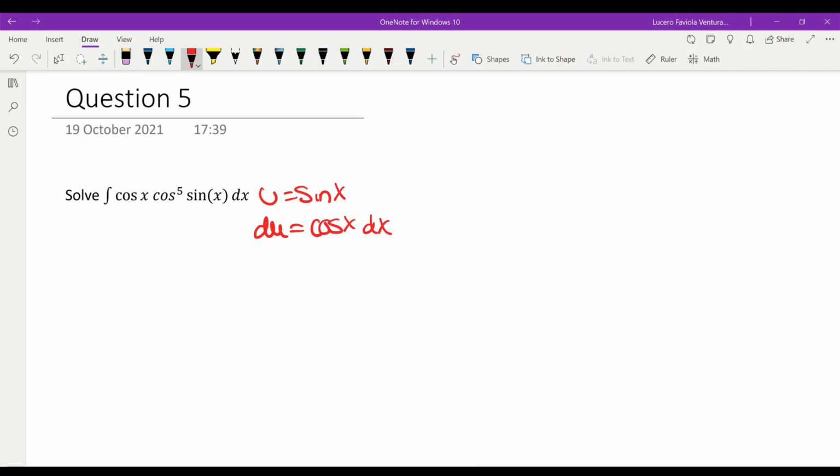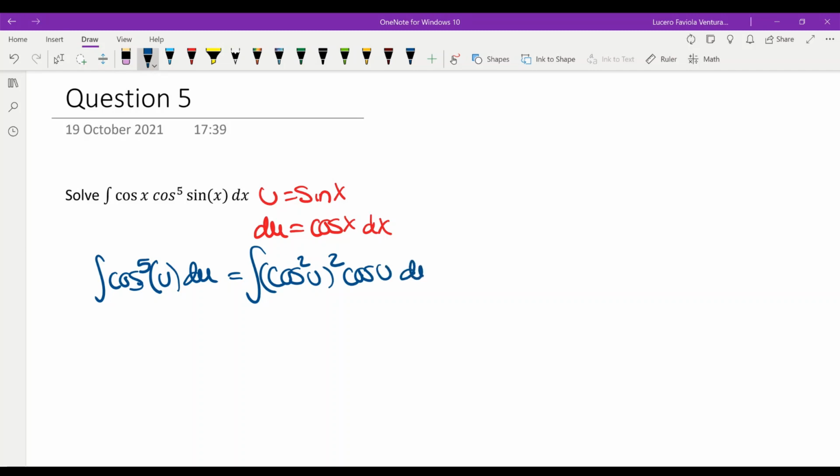Now we'll rewrite our function using the u substitutions. We'll write the integral of cosine to the 5th power of u, and the du helps us get rid of this extra cosine x that we started off with. So times du. And then we'll rewrite this as an integral of cosine u squared, and then squared again, times cosine u. So we still have all 5 of our cosines.